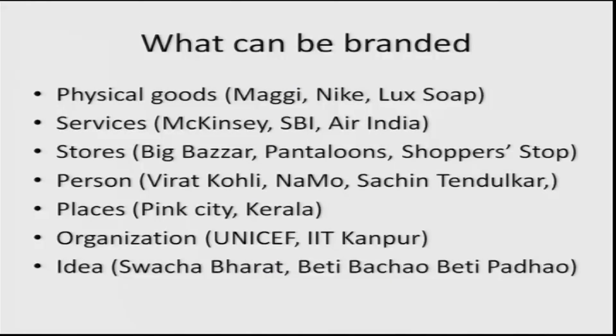Now, the question comes, what can be branded? Here are the different types of things that can be branded. Physical goods: you can see so many products in the consumer market that are branded, like Maggi, Nike shoes, Lux soap. These are all examples of physical goods that come as a brand offering. Then you have services from McKinsey Consulting, State Bank of India, Air India, the national carrier for airlines. These are some of the brands from the services sector.